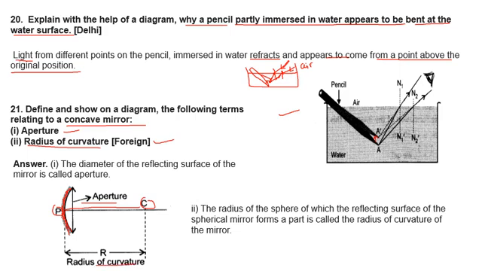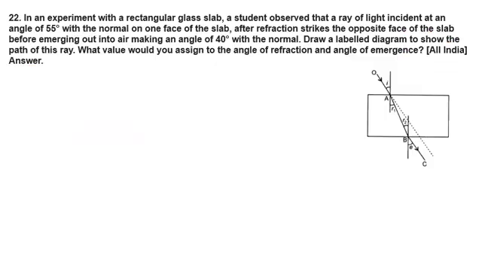So we have shown with the help of a diagram. Let's take the next question. In an experiment with a rectangular glass slab, a student observed that a ray of light incident at an angle of 55 degree with the normal on one face of the slab, after refraction strikes the opposite face of the slab before emerging out into air, making an angle of 40 degree with the normal. So let's understand this step by step.